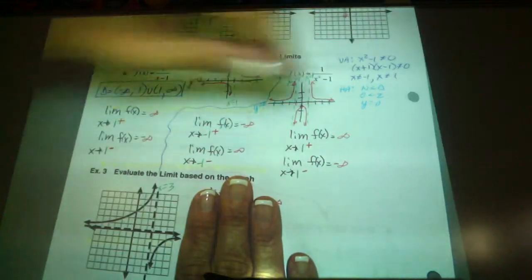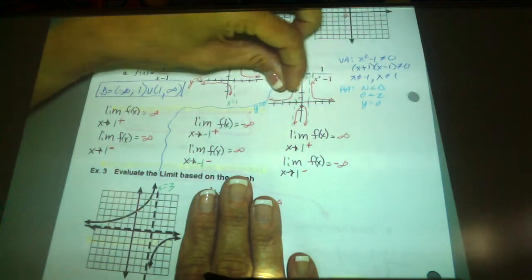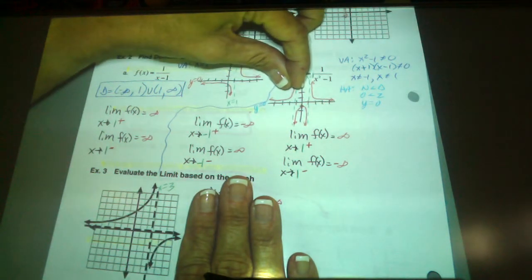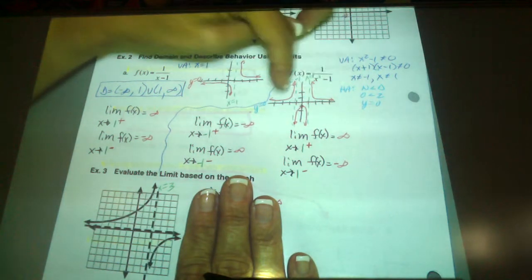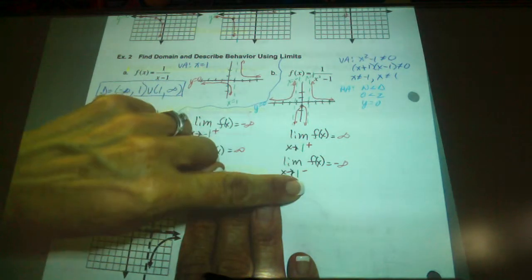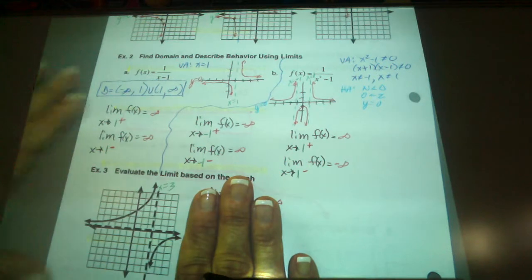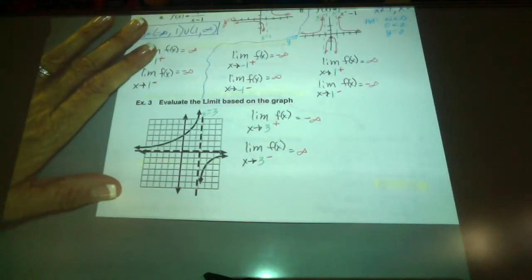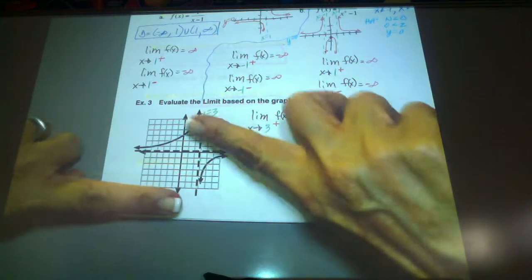You have 2 limits for every vertical asymptote, because when I approach a vertical asymptote, I have to approach it from the right side and the left side. So for every vertical asymptote that you have, you will have a right-hand and a left-hand approach to it. This one only had 1 vertical asymptote, so I only have 2 limits. I approach it from the left and from the right.